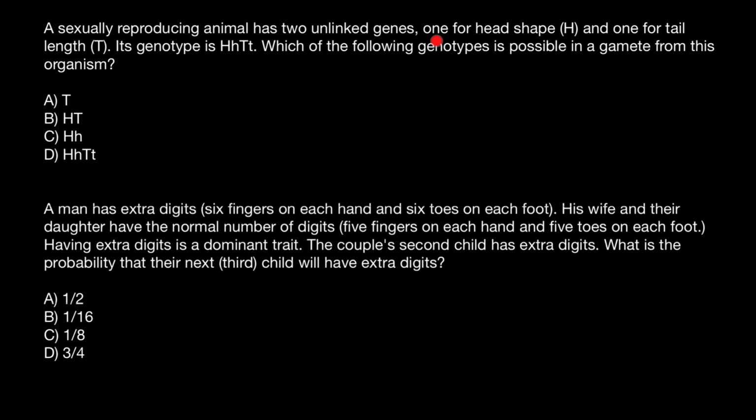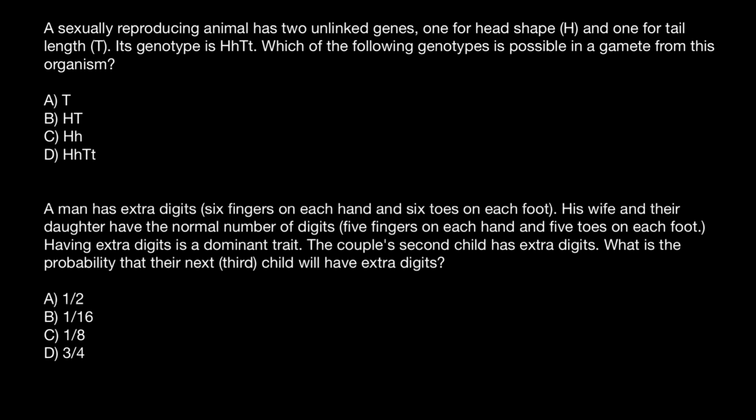The first question of the day: a sexually reproducing animal has two unlinked genes, one for head shape and another one for tail length. Its genotype is as follows: heterozygous for both traits. Which of the following genotypes is possible in a gamete from this organism?